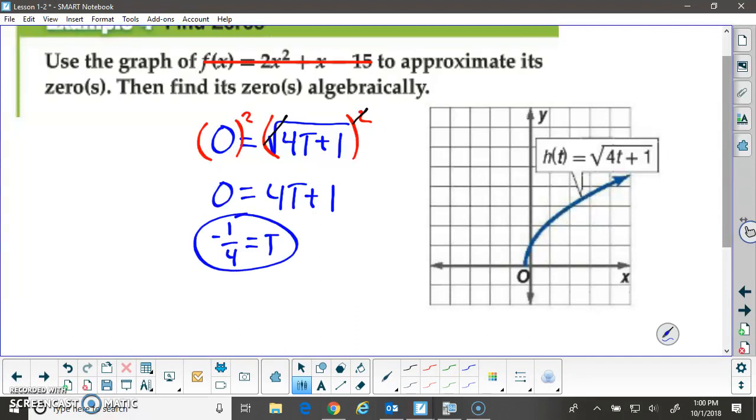This represents our 0, or our x-intercept. And if we look at the graph, certainly this point right here appears to be negative 1/4. So that's finding zeros, y-intercepts, and also determining domain and range and analyzing graphs of functions.